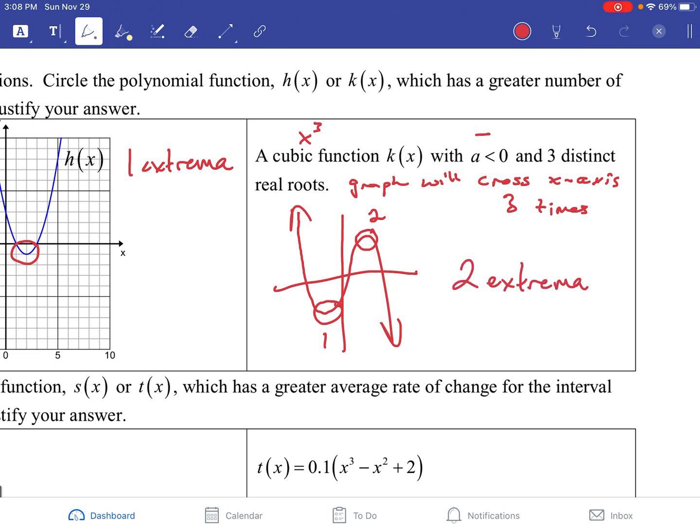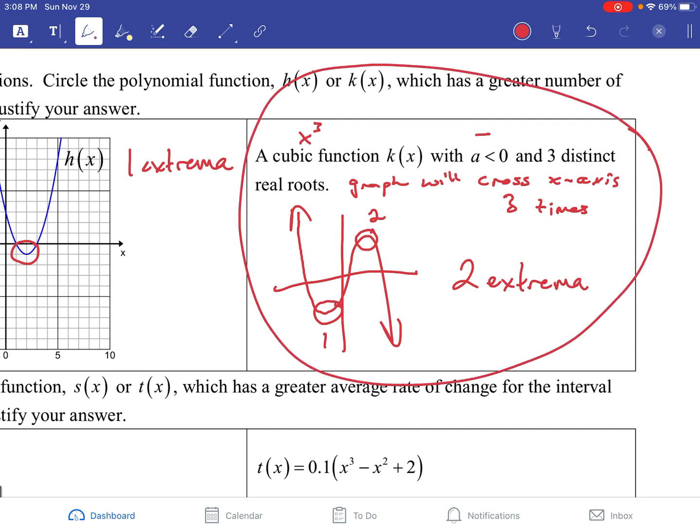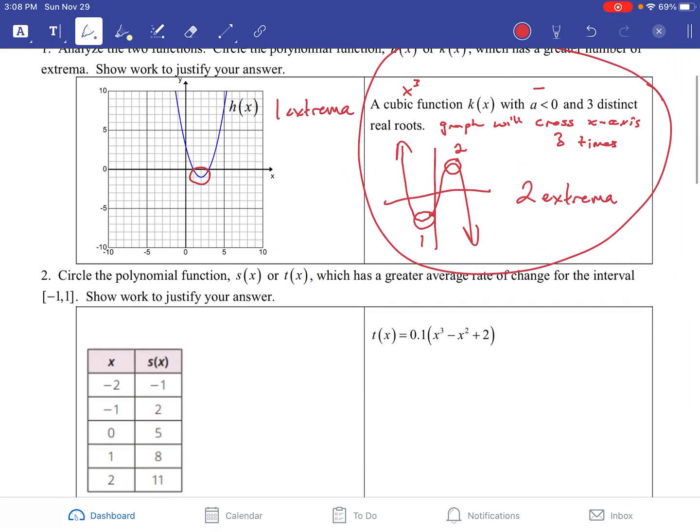Since 2 extrema is bigger than 1, we can circle this function, all right, as being the correct answer. All right, and that's it. So showing your work is just showing how you found out the different information. Okay, let's look at number 2.